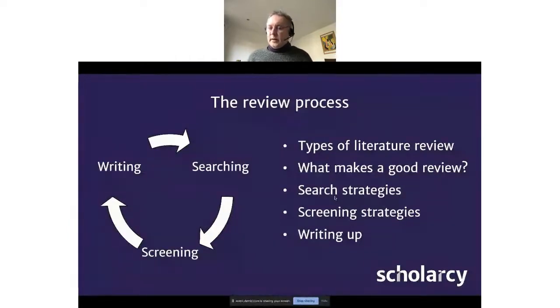And this isn't a linear process. This is an iterative process where you do a little bit of searching, a little bit of screening, a little bit of writing, and then you repeat the process. And the output of your screening will help feed back into your next search in terms of adding new keywords, new key terms to help improve your search process.